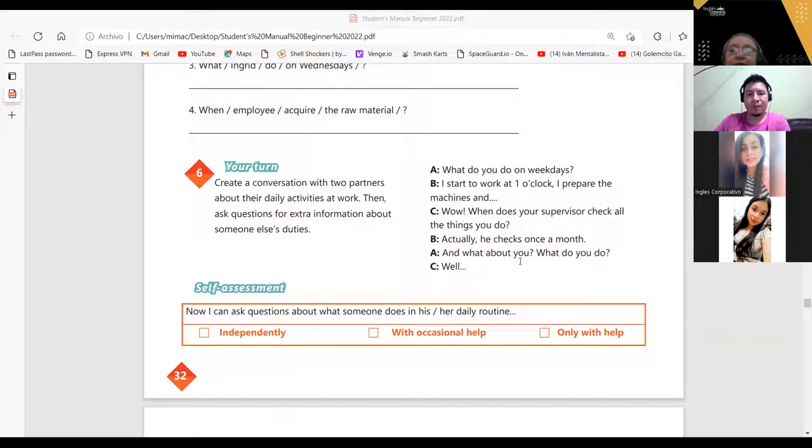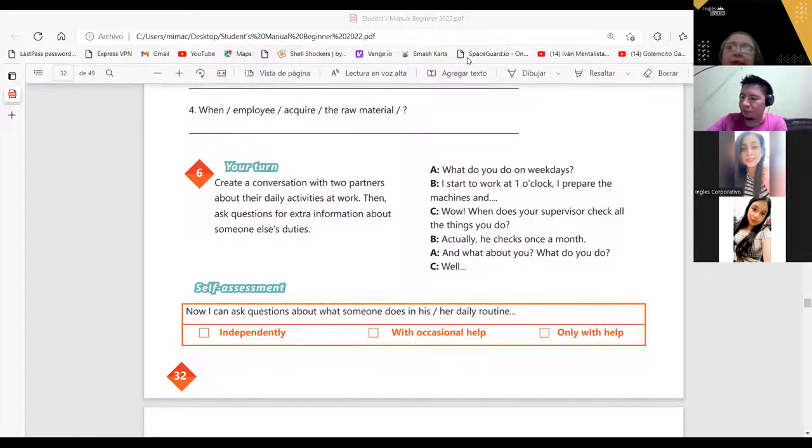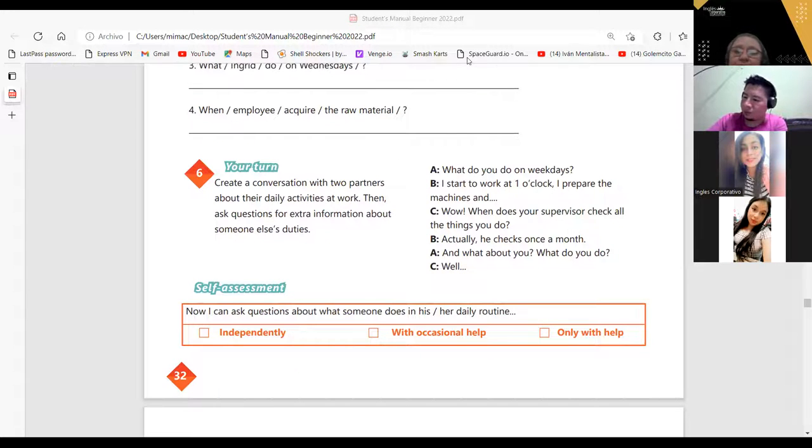Your duties. Y la tercera persona acá va a intervenir y va a decir qué es lo que hace ella. Porque acá le preguntan, and what about you? What do you do? ¿Y tú qué haces? Y aquí describe la tercera persona las actividades que realizan en el trabajo. Pero acá son las actividades de ustedes. So you have to decide who's going to be A, who is going to be letter B, and who is going to be letter C. Y dependiendo del rol, luego intercambian roles, para que todos tengan la misma oportunidad, ¿ok? Okay.